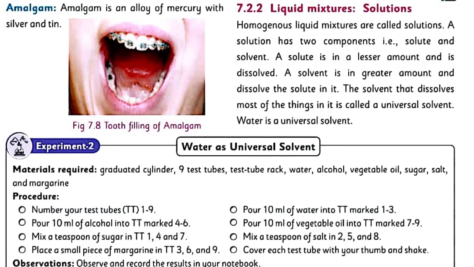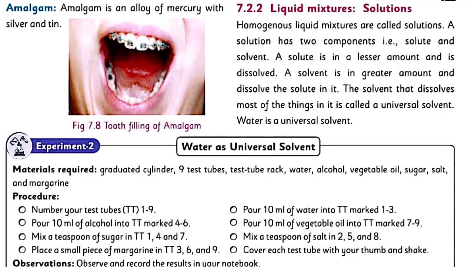7.2.2 Liquid mixtures, solutions. Homogeneous liquid mixtures are called solutions. A solution has two components, i.e., solute and solvent. A solute is in a lesser amount and is dissolved. A solvent is in greater amount and dissolves the solute in it.